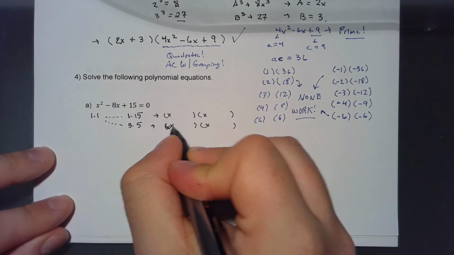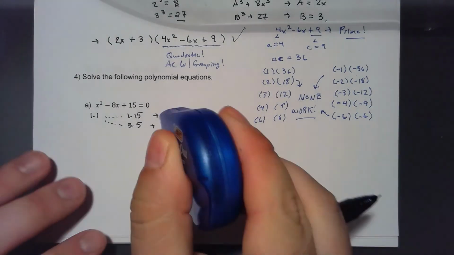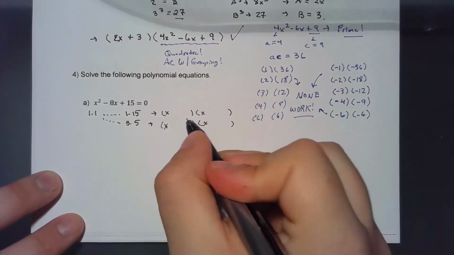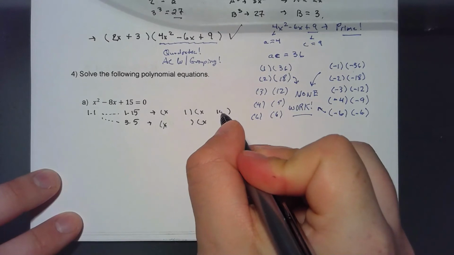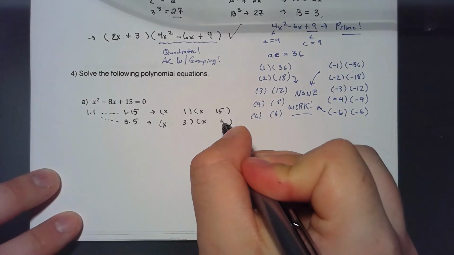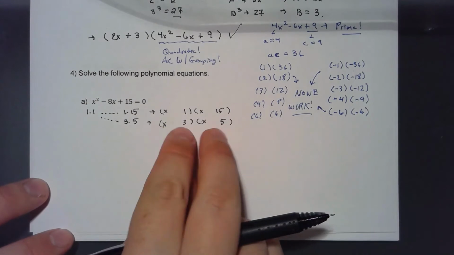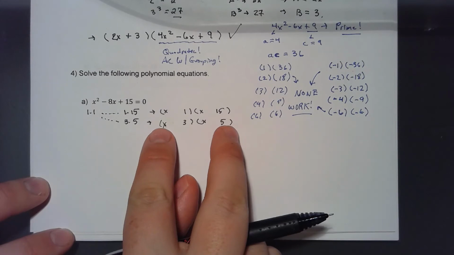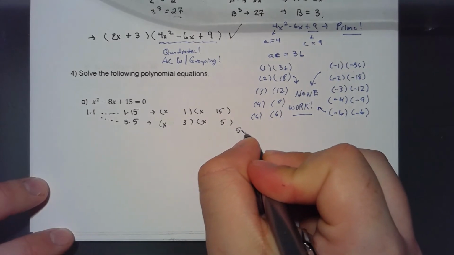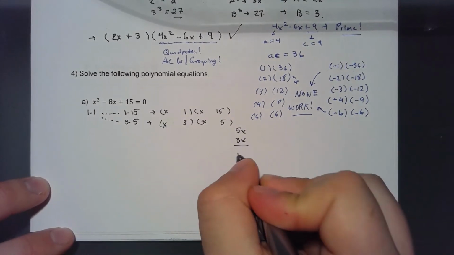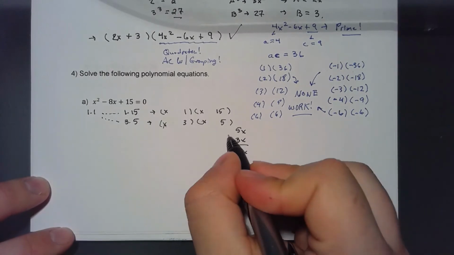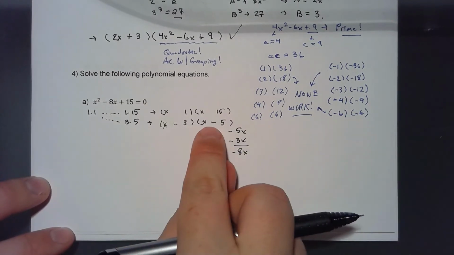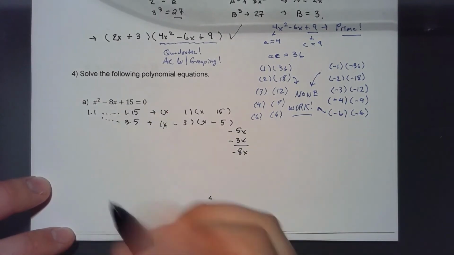Sorry about that. One and 15, 3 and 5. Now, which ones are going to give me negative 8? Looks like this one. So the outside here is 5x, the inside is 3x. I need to get negative 8x, so the only way that works is if they're both negative. Since negative 3 times negative 5 is positive 15, those are my factors.